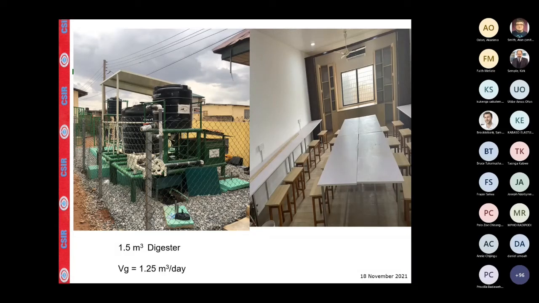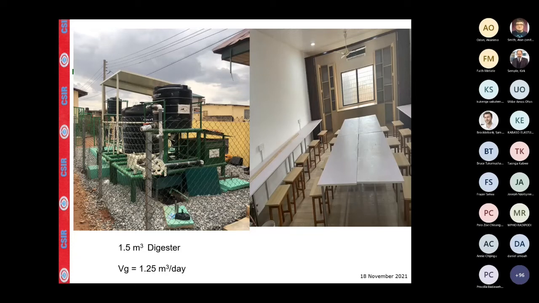You can see the septic tank, and then the digester is in the middle with the inlet-outlet tank sitting on it. This is just a 1.5 meter cube digester, and we expect to generate 1.25 meter cube of gas a day. And the concept is, we are not just generating the gas, we want to showcase the gas. We want to show how that gas can be used for educational purposes and other uses.